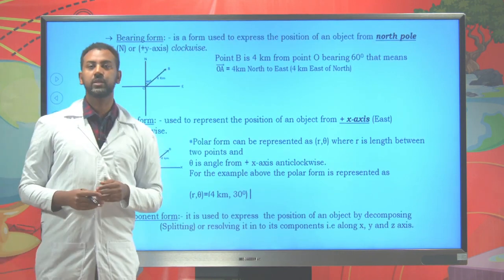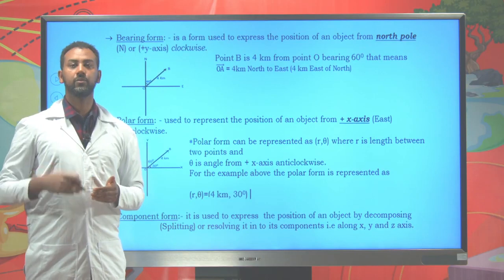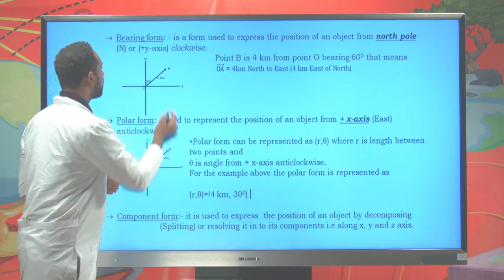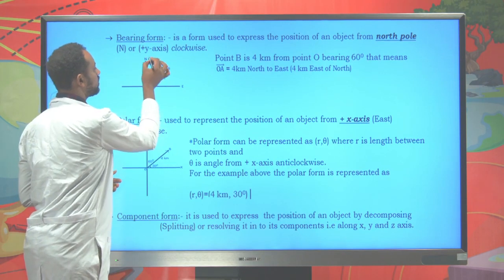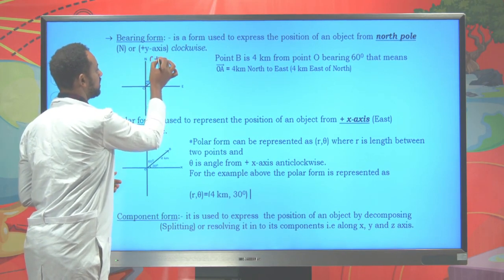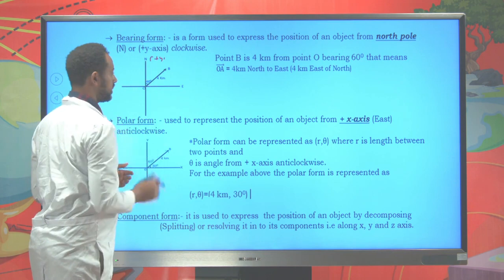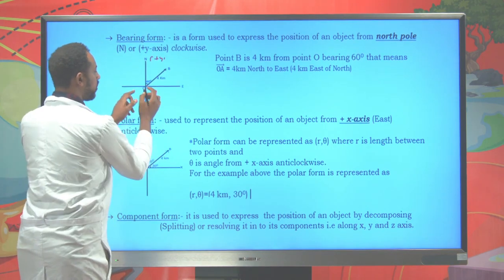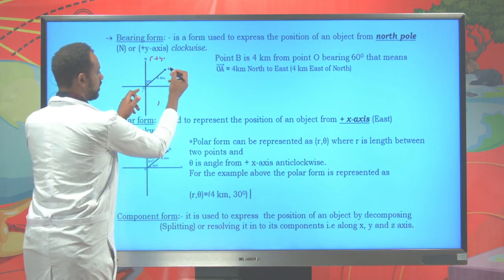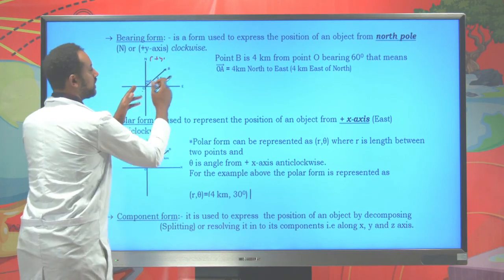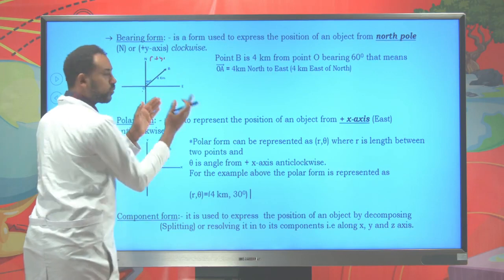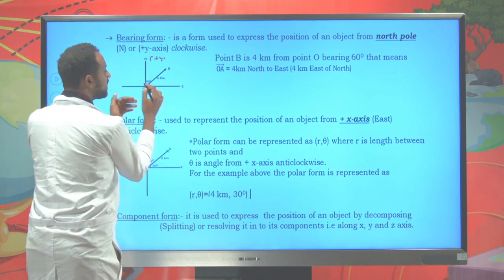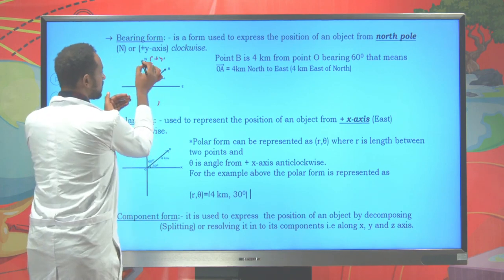The first method is using bearing. Bearing is a technique of representing the position of something with respect to the north pole, or it's possible to say the positive y-axis, measured clockwise. Suppose here you have a point B, and point B is 4 kilometers away from point O. To which direction? To the east, to the north? Here it says it is 60 degrees from north.